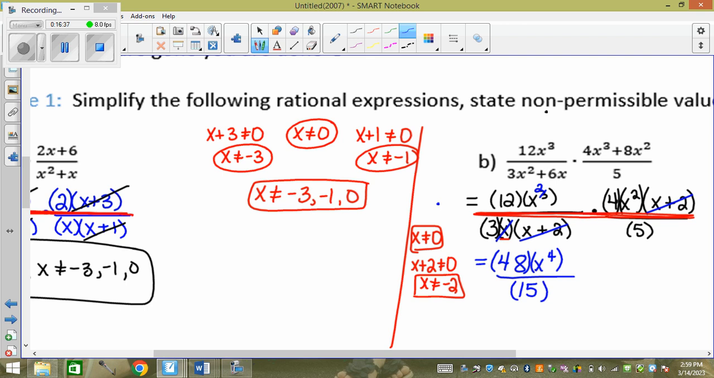You can just go 48 divided by 15 in your calculator. Do that. Go 48 divided by 15, and then go math, enter, enter. What do we get? 16 over 5. So this will become a 16, and this will become a 5. So you get 16x to the 4 over 5. X can't equal 0 and negative 2.